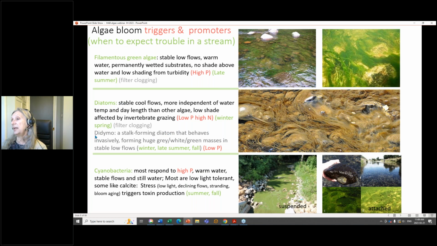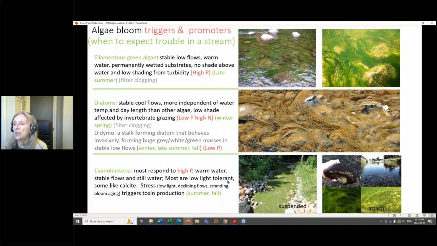A special case is Didymo, which is short for Didymosphenia geminata, and that is a stalk-forming diatom. So these grayish-brown masses you see are actually the stalks, and there's a little diatom attached on the end. This one behaves invasively, and it forms huge masses that are truly impressive. And it'll form in the winter or summer or fall and under low phosphorus conditions. It can make a real mess, but because you get a Didymo bloom in 1 year doesn't mean that you'll get one every year following. They seem to be very intermittent.